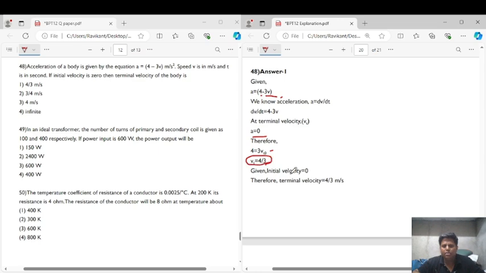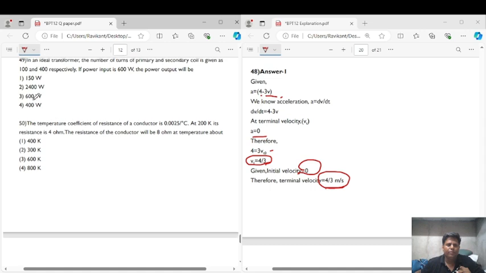Now since initial velocity is equal to 0, the terminal velocity will be equal to 4 by 3 meter per second. So terminal velocity means the velocity when acceleration is equal to 0, the final velocity. Putting acceleration equal to 0 in the expression of acceleration, we get terminal velocity is equal to 4 by 3 meter per second. So the correct answer for question 48 is option 1.